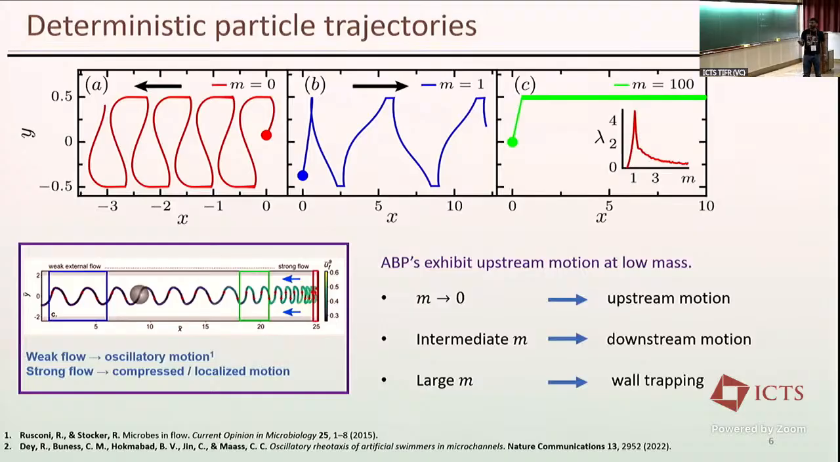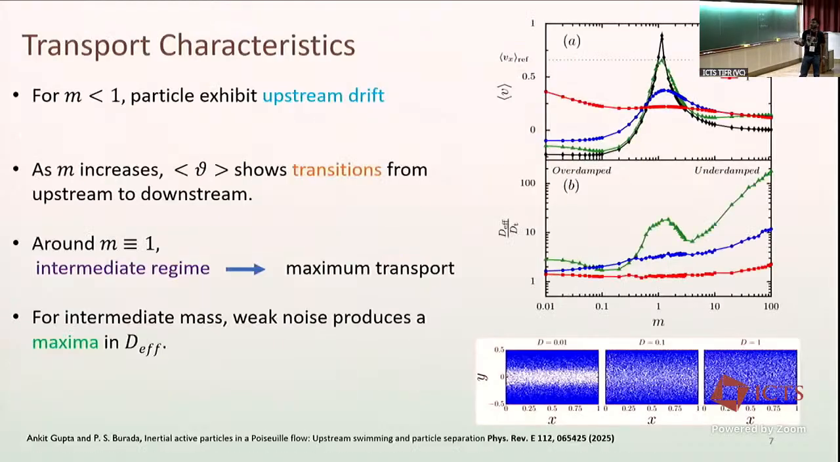So to characterize this behavior, we look for the transport characteristics, and we plotted here the average velocity and effective diffusion as a function of mass, for different noise strengths. In panel A, in the lower mass regime, we clearly see that we are getting a negative average velocity.